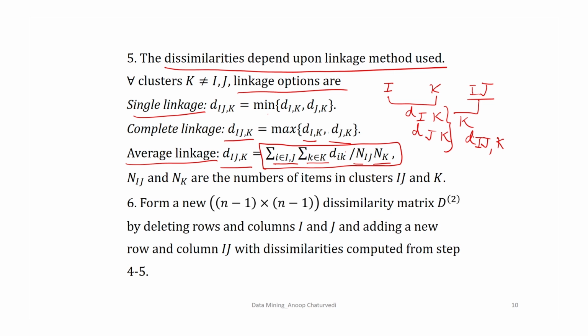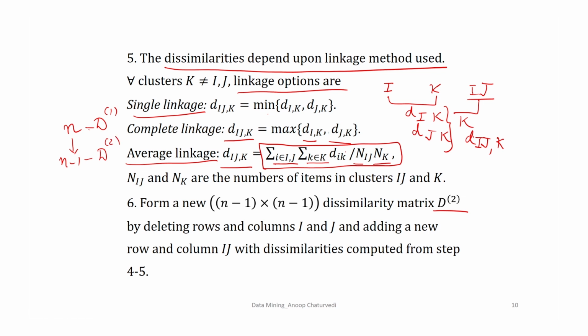Then form a new n minus 1 cross n minus 1 dissimilarity matrix, say D2. So, initially we have started with n clusters and your distance matrix is D1, and using one of the linkage criterion you have merged the two observations. So, now you have n minus 1 items. Again you calculate the distance matrix D2.